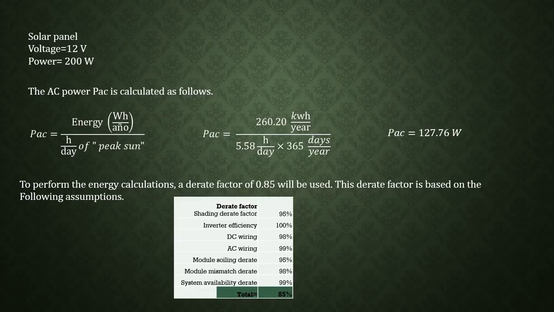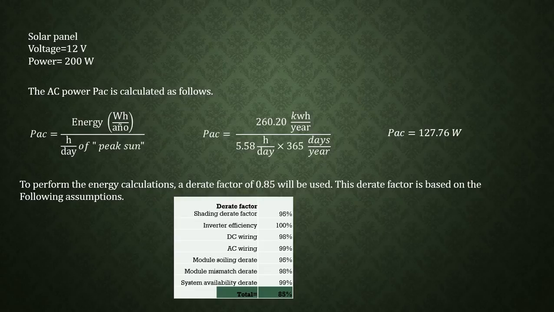We have chosen a solar panel of 12 volts and 200 watts. The AC power PAC is calculated as follows: PAC equals energy in watt hour per year, divided by 8 days of peak sun. And this is PAC equal to 227.76. To perform the energy calculation, a derate factor of 0.85 will be used.